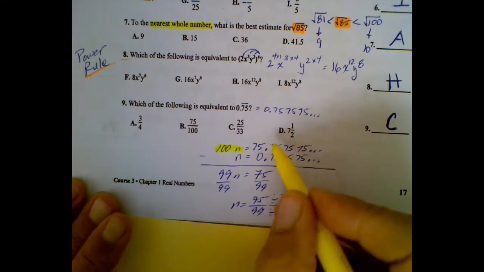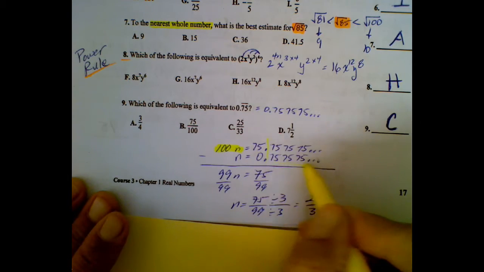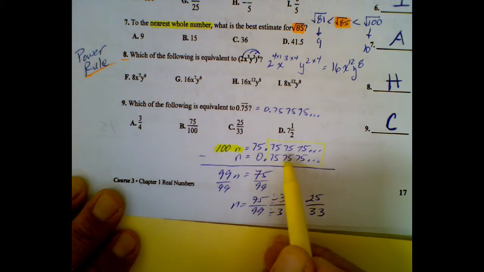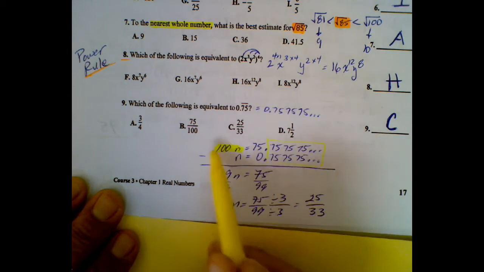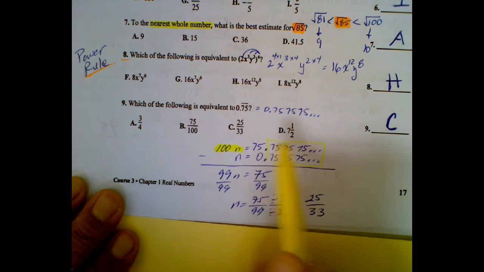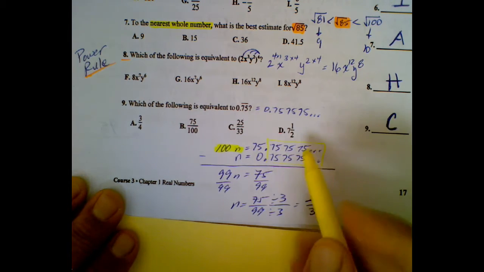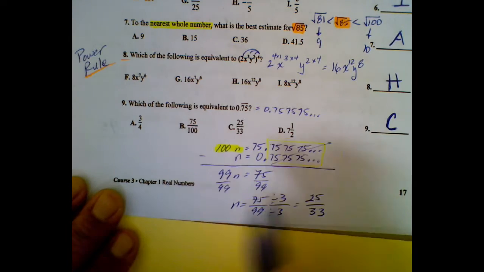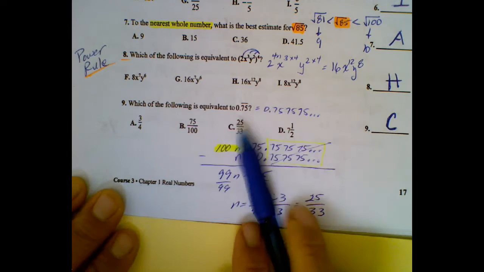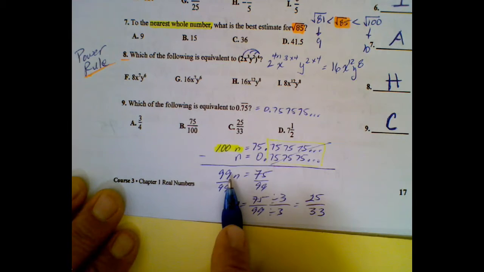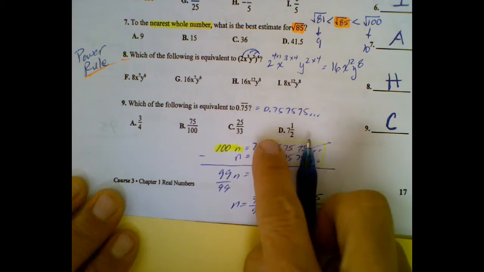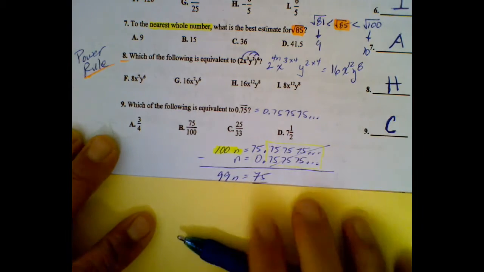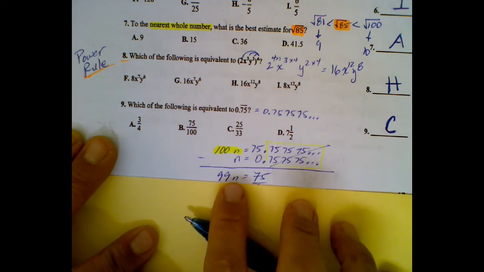When we look at everything to the right of the decimal, all this stuff, when we go to subtract, I'm going to subtract n equals 0.757575 from 100n equals 75.757575. Well, all these things here will cancel each other out. And on the left side of the equal sign, I have 100n minus 1n is 99n. On the right side, I'm left with 75 minus 0, 75. So I have this one-step equation here, 99n equals 75.